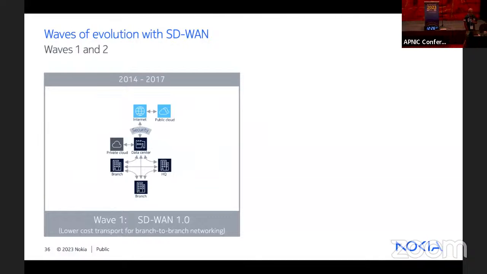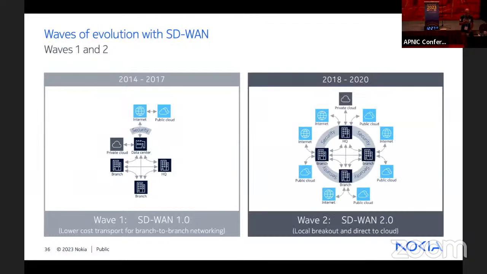So that was the basic premise, and it was all about branch-to-branch connectivity, right? So we went from your MPLS VPNs to, okay, providing an option here where you could do it through SD-WAN. So not much change there.